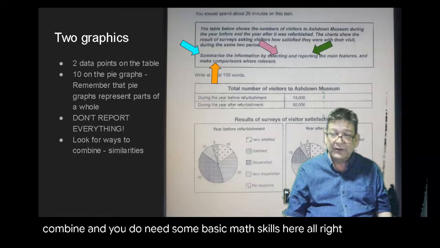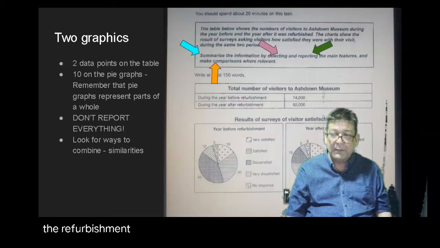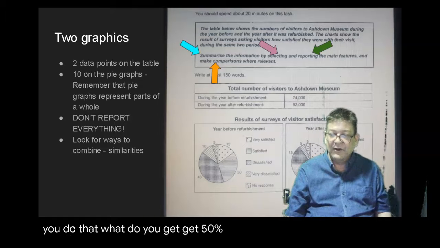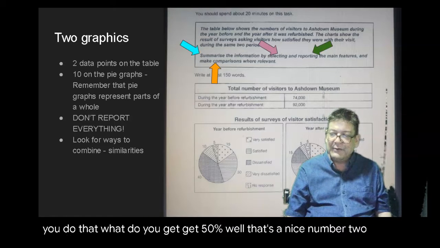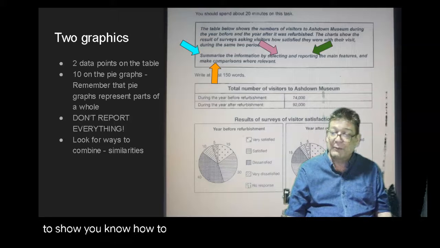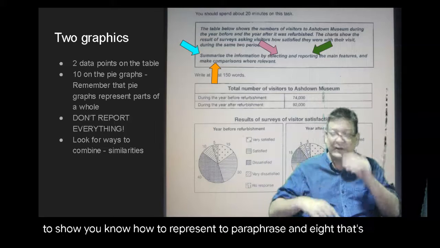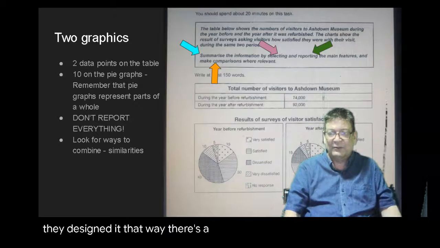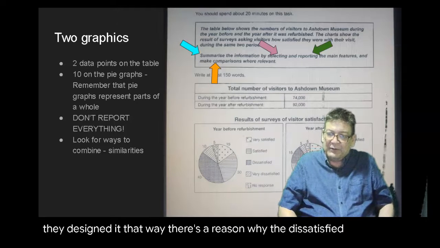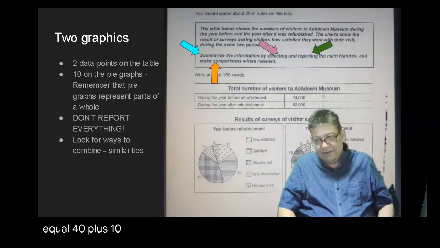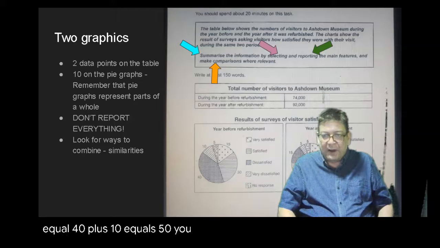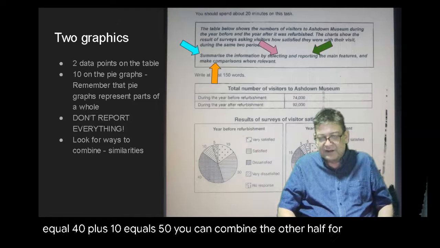All right. So before the refurbishment, how many people were unhappy? Well, you're going to take dissatisfied and very dissatisfied and add them together. And when you do that, what do you get? 50%. Well, that's a nice number to be able to show you know how to represent, to paraphrase. That's perfect. They designed it that way. There's a reason why the dissatisfied people equal 40 plus 10 equals 50. You can combine the other half, 45, less than half.